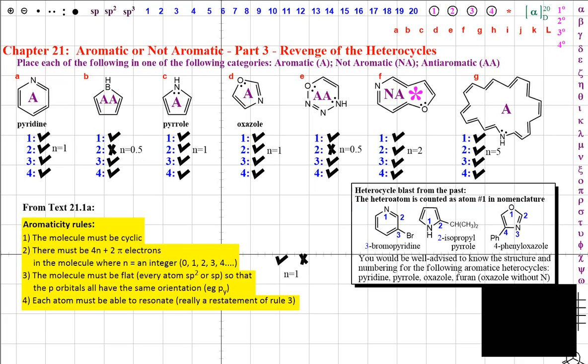Summarizing the results: molecule A is aromatic, B is anti-aromatic, C is aromatic, D is aromatic, E is anti-aromatic. F, although it seems to meet all the requirements, is not aromatic. We will have to discuss that shortly. And G is aromatic.